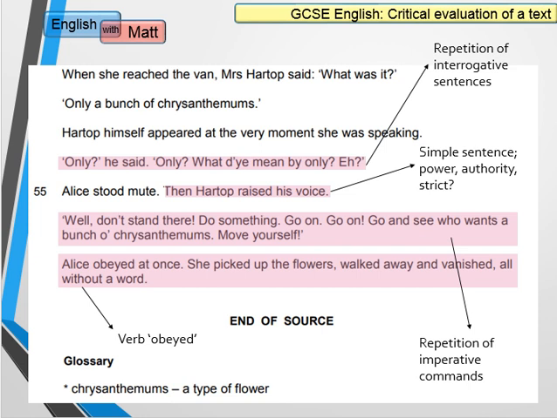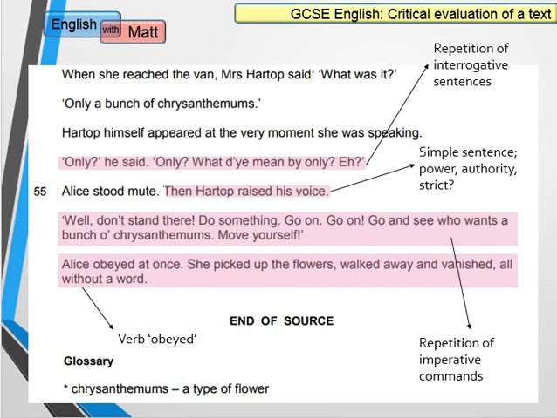What I've done, as you can see there, is I have gone through and thought about, well, what can I talk about in terms of methods in those bits that I've highlighted? What could I tie in terms of the writer's methods, the how, I suppose? How has the writer created Hartop and Alice in this way?